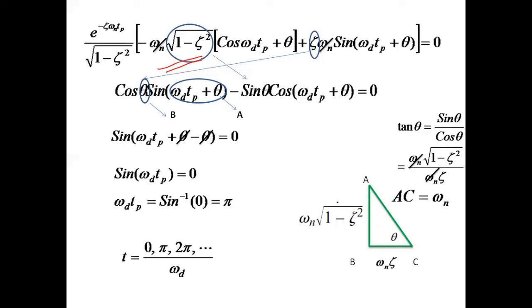Tp will be equal to 0, pi, 2 pi divided by omega d. So I can write Tp as pi by omega d. That is, I have taken only the first instance. Now we have derived the peak time. So let us move on to the next derivation, the time domain specification for the expression, maximum overshoot. We know the condition for maximum overshoot, Mp is equal to C of Tp minus 1.